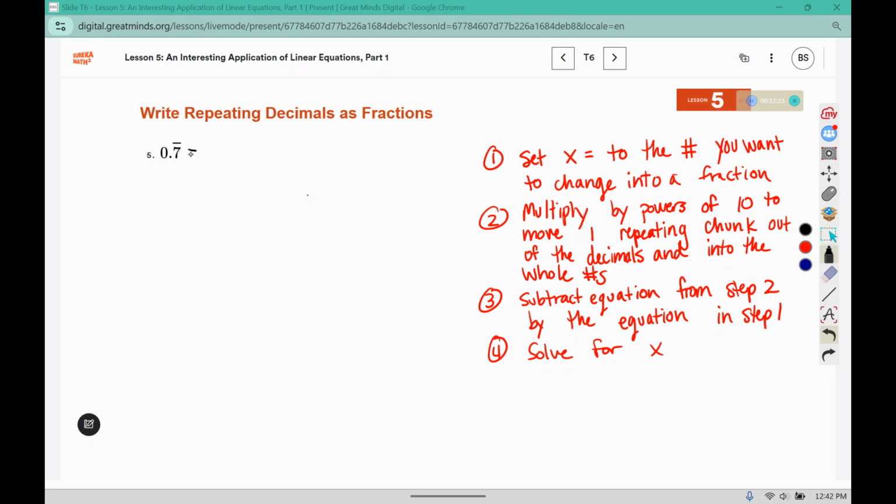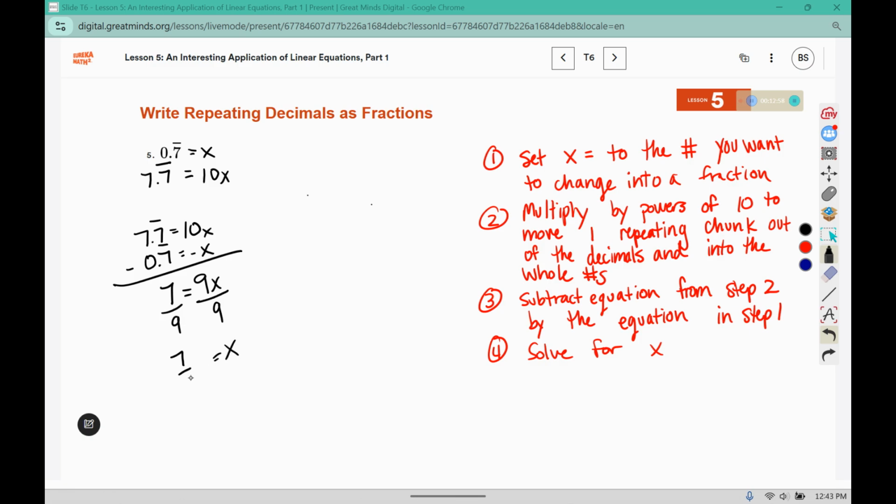So this is x. We want to move that decimal to the end of the repeating chunk. So that's going to take moving it once, so just 10. And now it's 7.7 repeating. 7.7 repeating minus 0.7 repeating is 7. And 10x minus x is 9x. Then divide both sides by 9. And x equals 7/9.